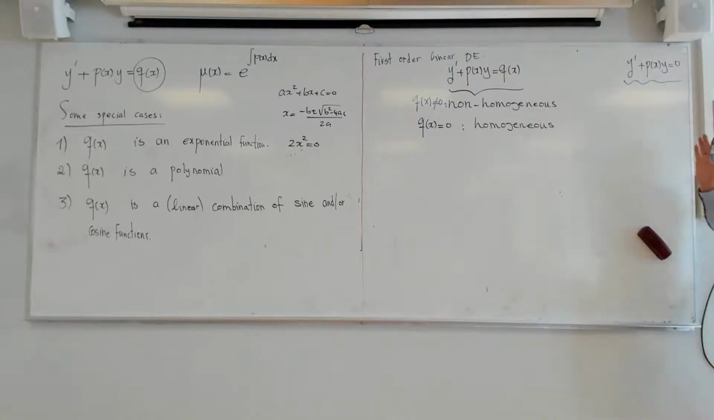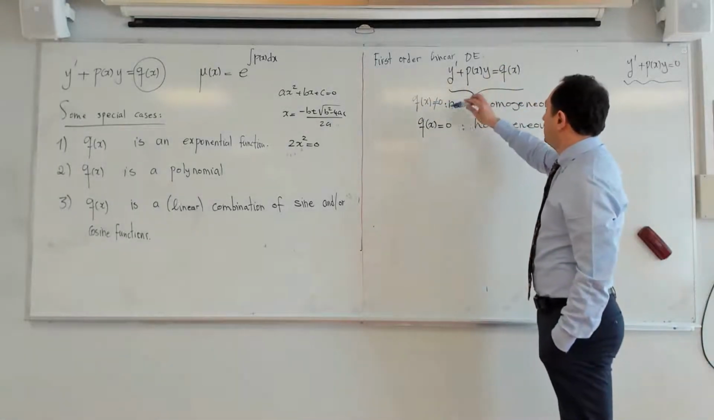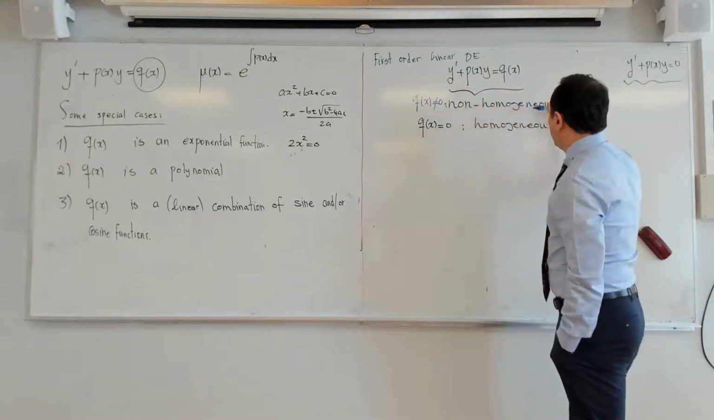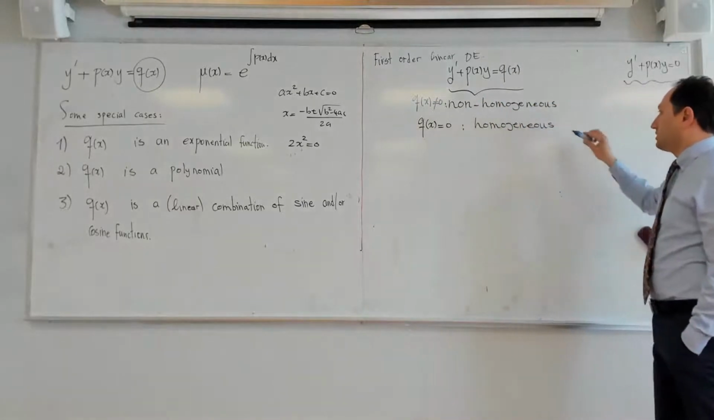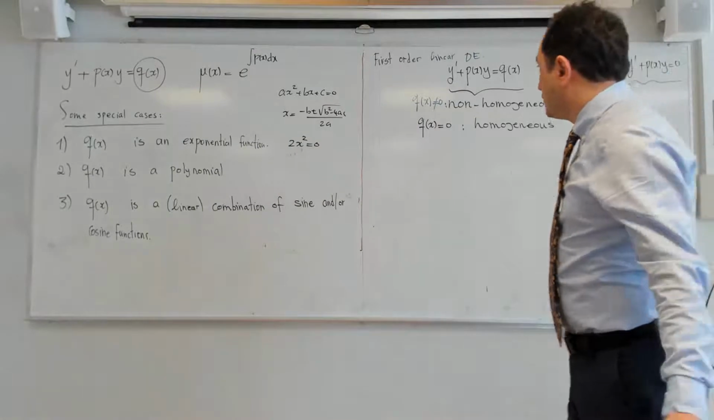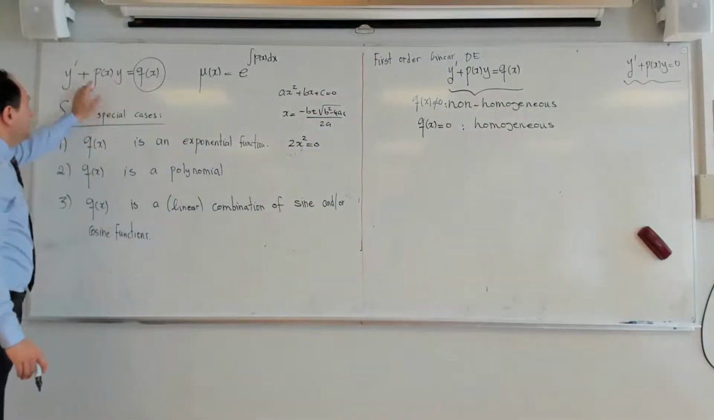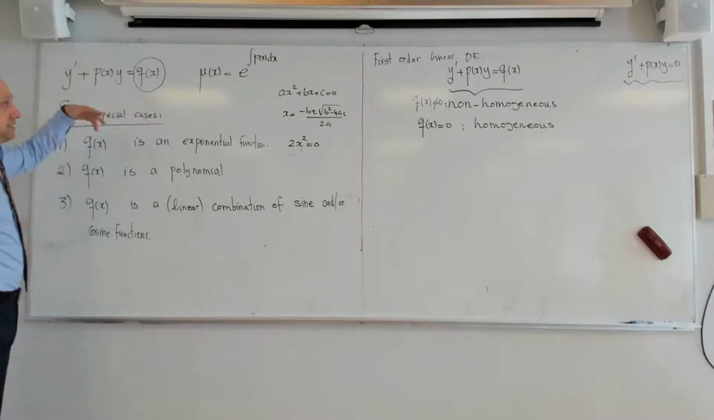Okay, so what I said before was right, completely right. So for a first order linear differential equation, if Q(x) is not zero, it's called non-homogeneous. If Q(x) is equal to zero, it's called homogeneous. Okay, that's correct. And now my point is to determine a general solution for this equation in a different way.